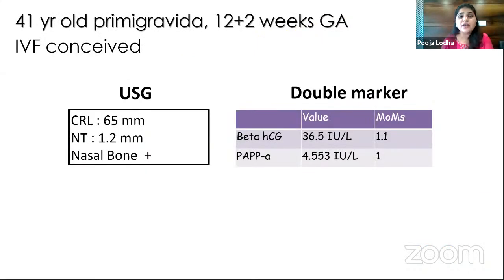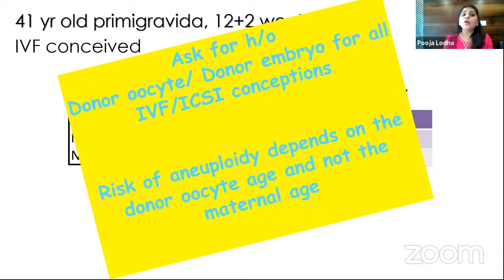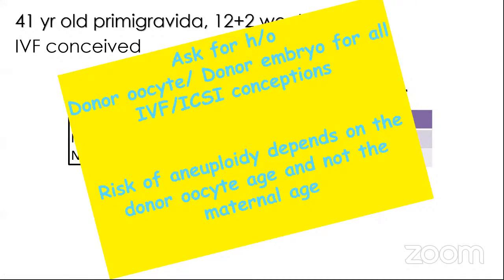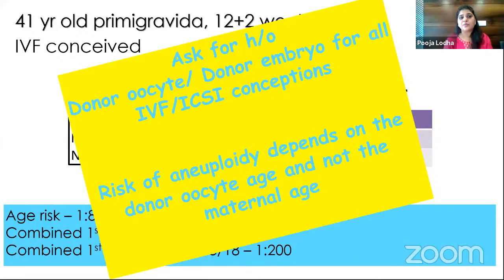Another thing, she's a 41-year-old, IVF conceived, excellent labs, excellent double marker, yet she's high risk. At the age of 41, what you really need to ask is, were her own oocytes used? If yes, there is so much oocyte freezing and embryo freezing happening. Sometimes the embryos are frozen 5 years back. You are unnecessarily increasing her risk by not taking into consideration the age of the oocyte. So this is another important history that only an accredited lab would ask you.